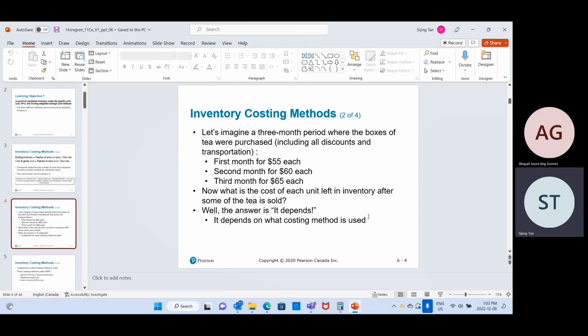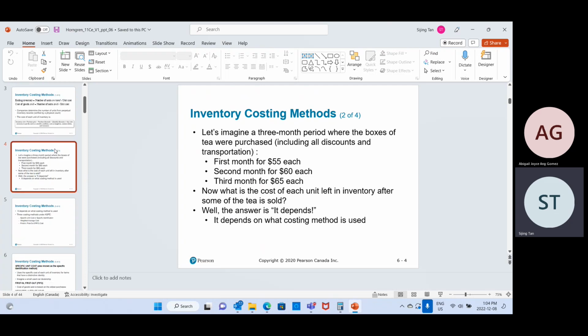Okay, so we have to quickly think about it. For each of the 3 months in a row, we purchase new boxes of tea, right? During the purchase period, you probably sold some too. The first month we purchased at $55, and by the end of the first month we probably sold a few. Then the second month we started purchasing at $60 for each box, a few more boxes, and then we sold a little bit during the second month, and then the third month. Now the question is asking, what is the cost of each unit left in inventory?